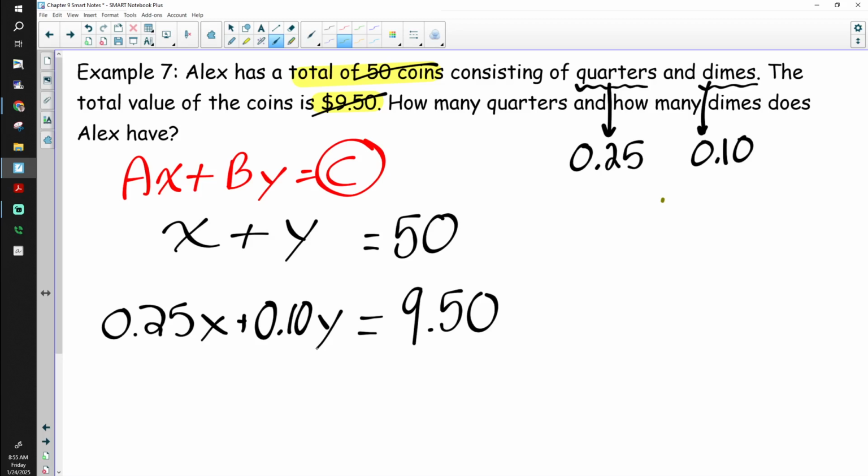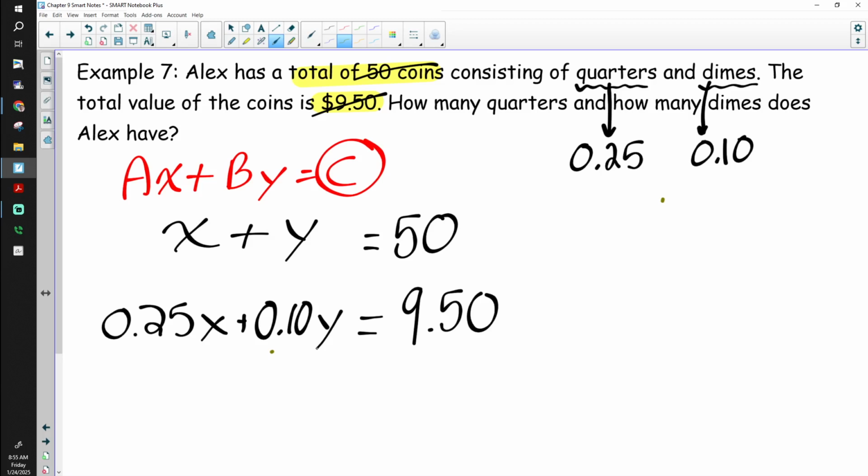What does x represent in this problem? What's it next to? What's 25 cents? Quarter. So that means x represents my quarters, and y represents my dimes. Which is why this is all of my quarters plus all of my dimes, a total of 50 coins. I know I have 50 coins.